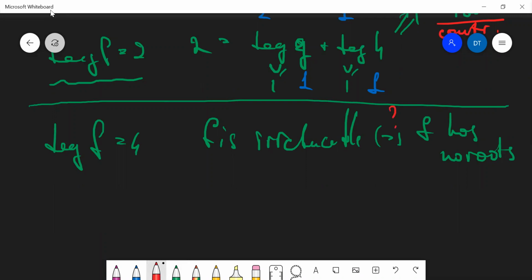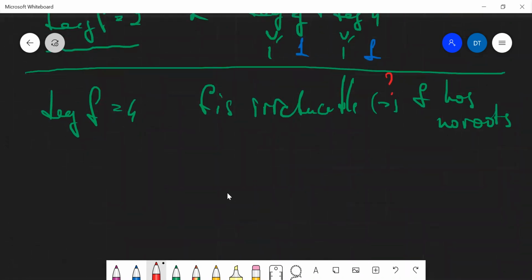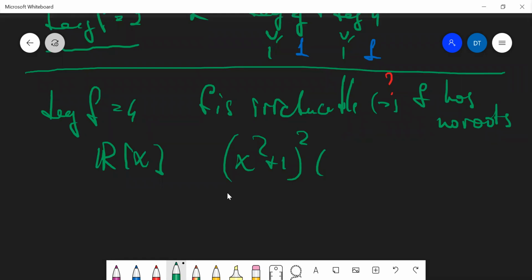Who thinks that this claim still holds when f has degree 4? Okay, I have bad news for you. The claim doesn't hold. Let me show you why. I'll show you a counterexample. Let's take the polynomial (x squared plus 1) squared. This is the polynomial f.